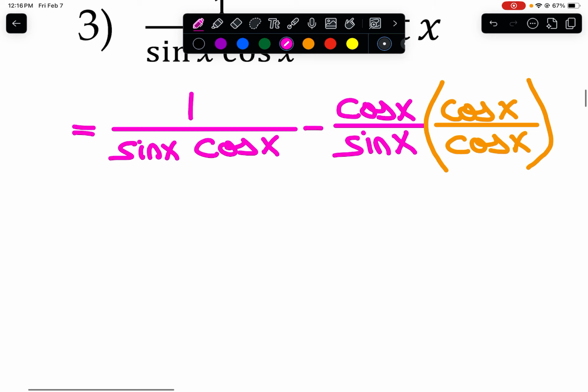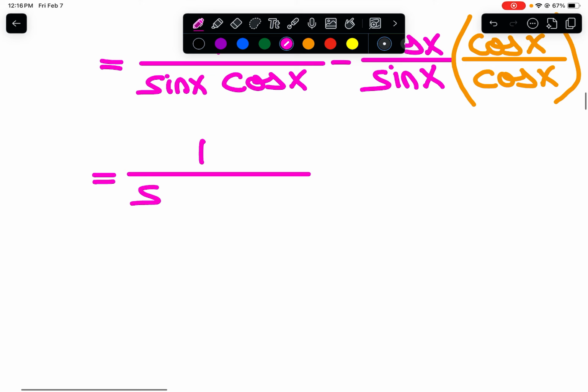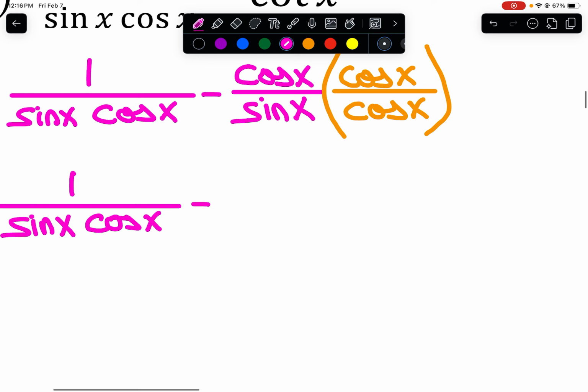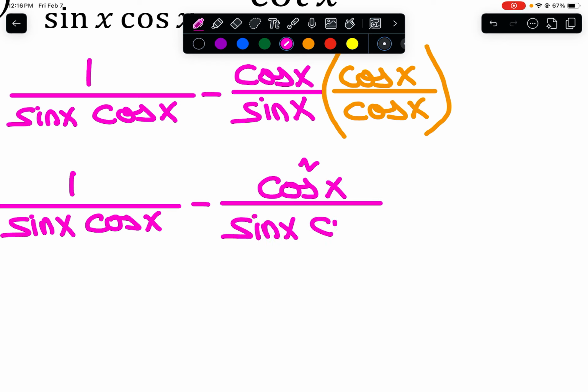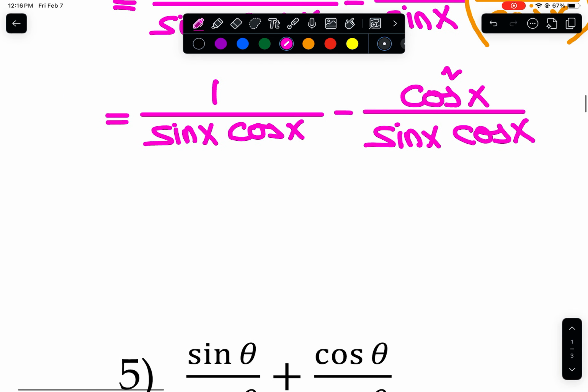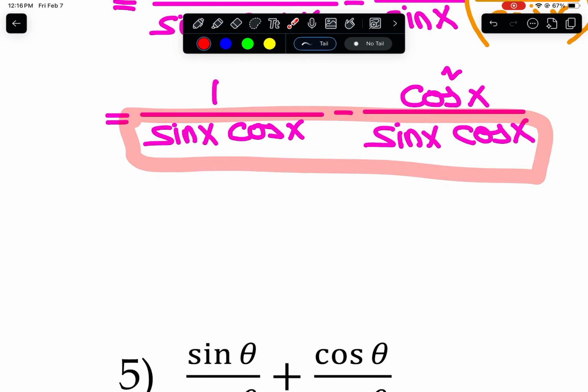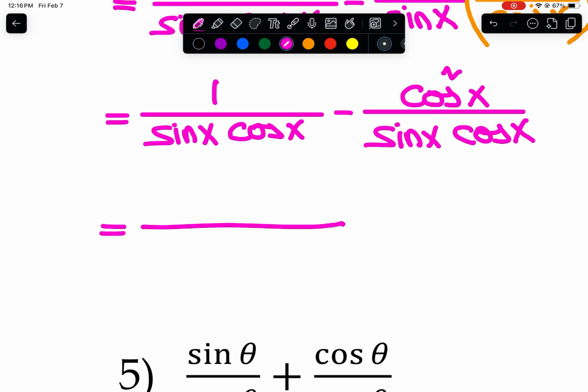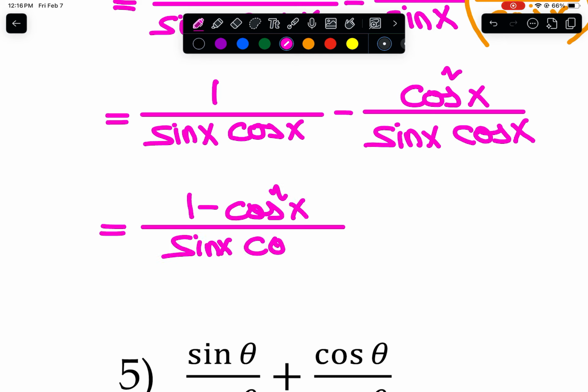So when I do that, we're going to leave that first term alone. So we're going to still have 1 over sine x cosine x. And then I'm going to subtract the numerators. I'm going to multiply, so that's going to be cosine squared x, over sine x times cosine x. So now that we have a common denominator, I can combine these fractions. So this is going to leave me with 1 minus cosine squared x over sine x times cosine x.